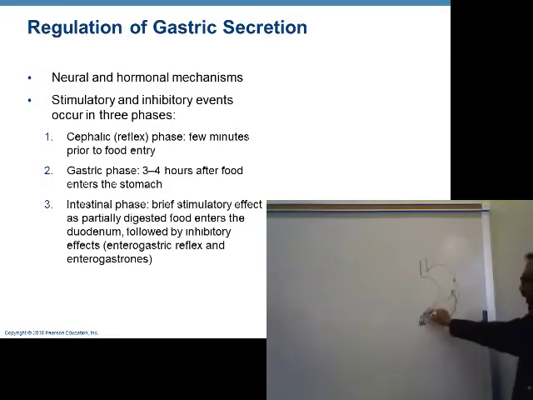Okay, so the duodenum can send a signal, and that is called the intestinal phase. The intestine is sending a signal to the stomach wall to do a better job, for better digestion. So that's why it is called the intestinal phase. That means food is in the intestine, but secretion occurs in the stomach.